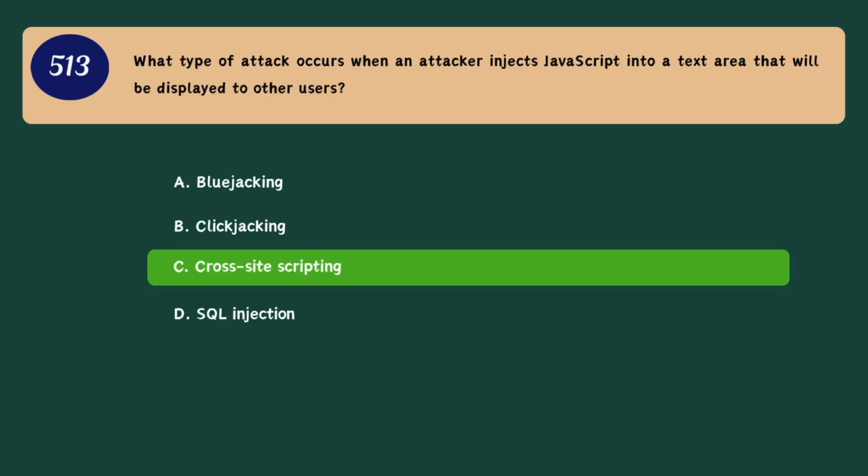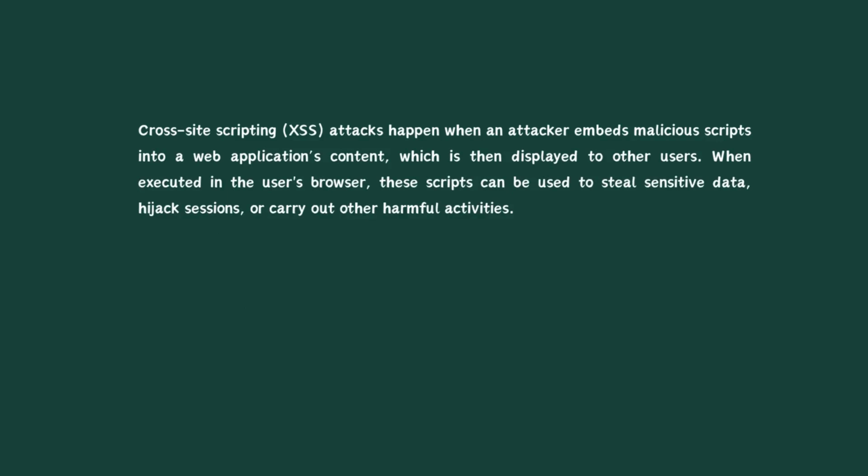Correct answer: C. Cross-site scripting. Cross-site scripting attacks happen when an attacker embeds malicious scripts into a web application's content, which is then displayed to other users. When executed in the user's browser, these scripts can be used to steal sensitive data, hijack sessions, or carry out other harmful activities.